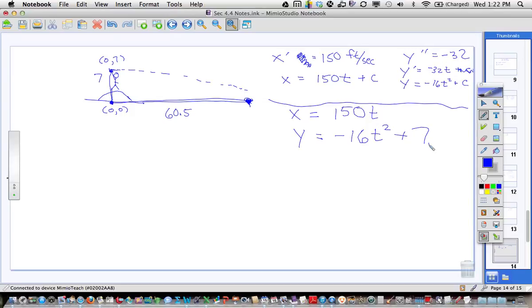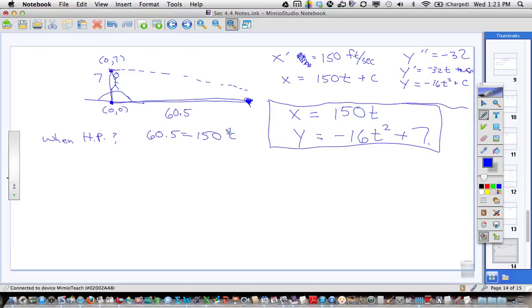Now there's all kinds of questions we could ask. First question, when does it cross home plate? How long does it take to get to home plate? What do we do? So right now we're using these two equations, right? So we take this equation, we want to know when its x coordinate is 60.5. So we simply go 60.5 equals 150t.